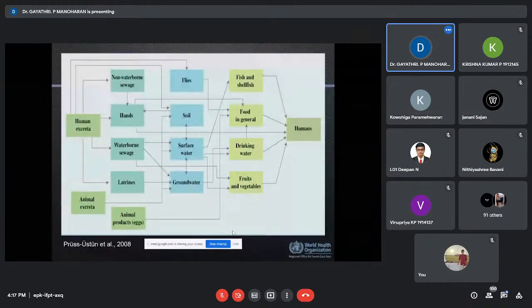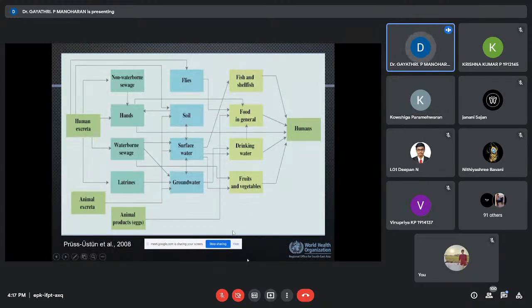The next is the overall cycle of food and waterborne infection, from where it starts to where it ends. It starts from human and animal excreta and ends with humans. So first, it starts from human excreta as well as from animal excreta.